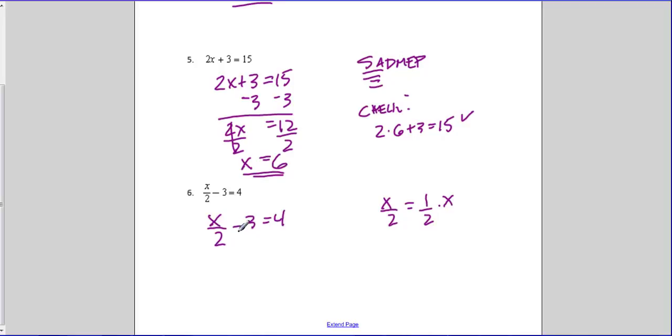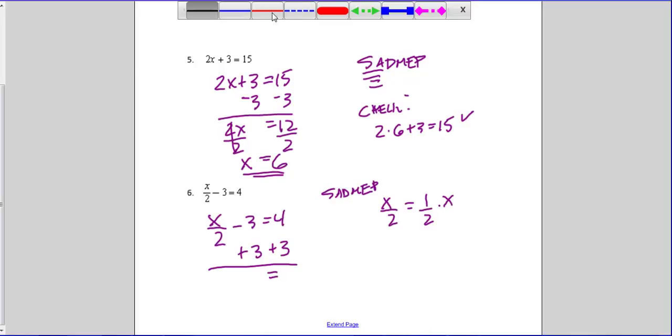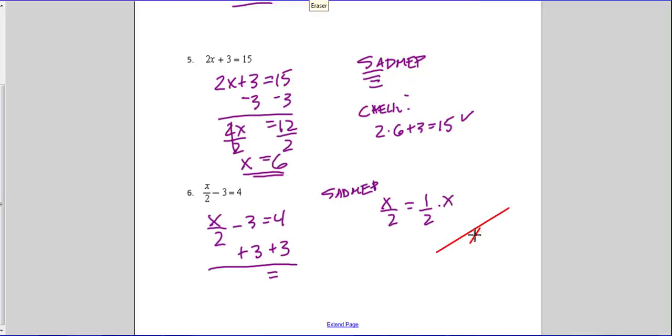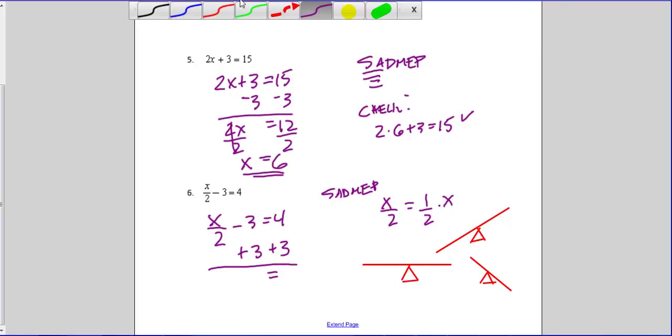So I need to solve for x, so by SADMEP, I have to get rid of addition subtraction first. So I'm going to get rid of the subtraction of 3 by adding 3 to both sides. Remember, what you do to one side you must do to the other to keep the equation in balance. Otherwise, your teeter-totter goes to one side or the other. I want it to remain flat and balanced. I want both sides to remain equal.